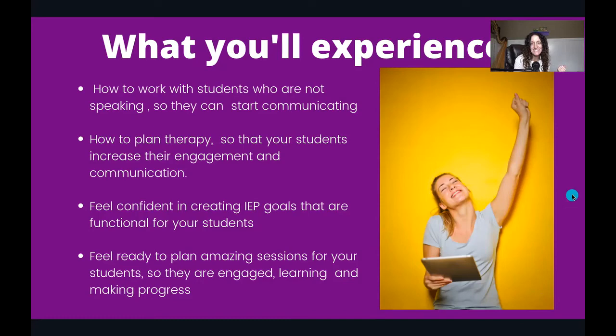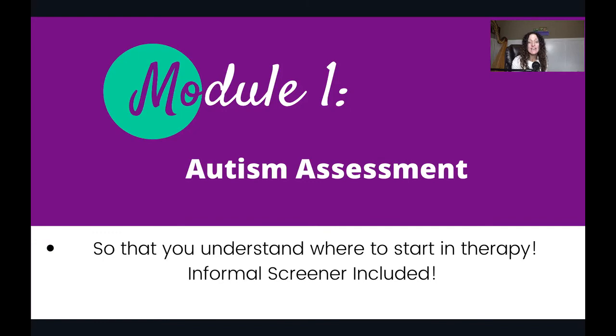In module one, we talk about autism assessment so that you understand where to start in therapy. I include principles with each module, but in this module, we have the coolest informal screener that I have developed and use clinically weekly in my sessions. It is an amazing resource. If you have students and you've tried to give them a standardized assessment and they did not engage in those tasks, this informal screener will give you an idea of where to get started with your goal setting.